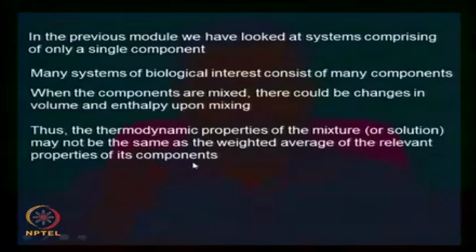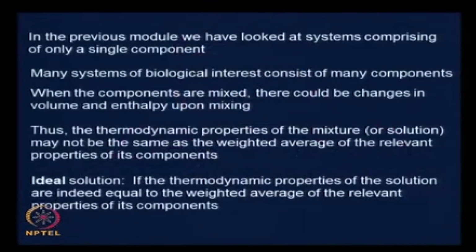Yeah, I should have said the weighted average. For example, you have the enthalpy H1 and enthalpy H2, and when you mix them together, the total enthalpy would be what fraction of component 1 you have times the enthalpy of that component, plus what fraction of the component 2 you have times the enthalpy of that component. That is not going to be equal to the total enthalpy all the time. If that is so, then it becomes an ideal solution.